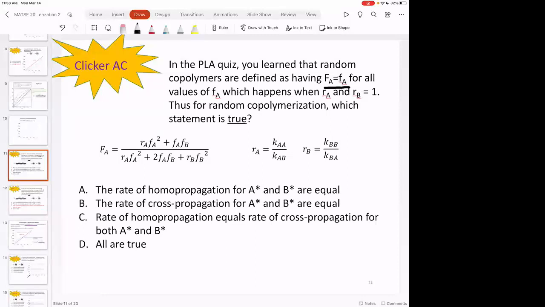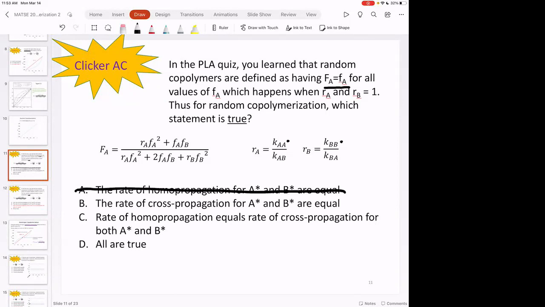So if RA equals 1 and RB equals 1, the rate of homopropagation for A and the rate of homopropagation for B star are equal. That would mean that KAA and KBB are equal. And so if RA is equal to 1 and RB is equal to 1, does KAA have to equal KBB mathematically? No. There's no requirement that they be equal.